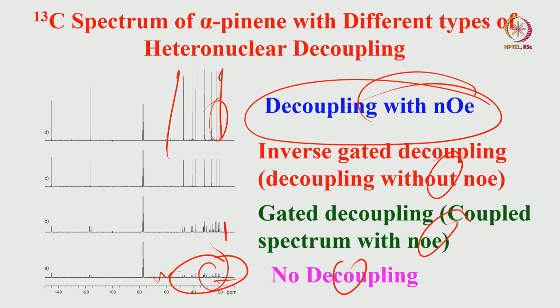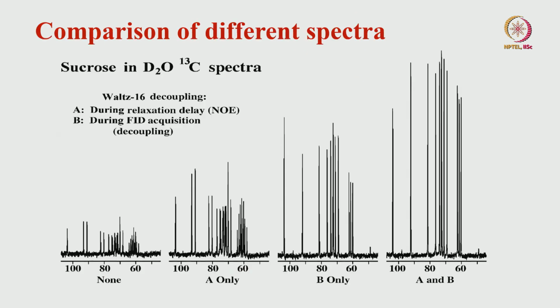So, this is what is important. Signal intensity goes up because of NOE in a recorded spectrum of carbon with decoupling with NOE. What you have to do for that? You have to put the decoupler power on throughout, before acquiring the signal, before you apply the pulse, after applying the pulse, even while acquiring the signal, continuously decoupler power is on, in which case you are going to get this one. And this is a simple comparison for a sucrose molecule. 4 beautiful spectra here.